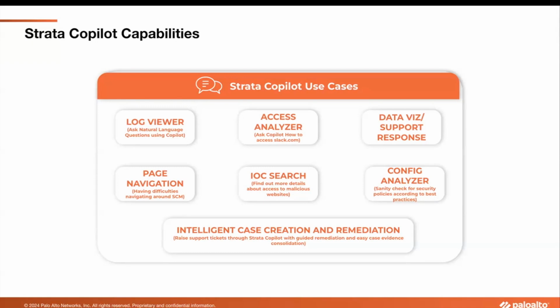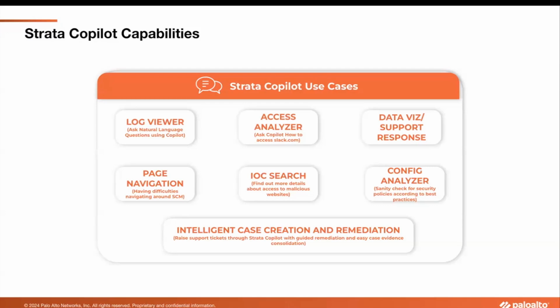Similarly, we have something called Access Analyzer. So here, let's say you are struggling to access a particular website, a particular URL. It will help you analyze the access information to a particular URL, particular FQDN, and it will lead you to the Access Analyzer page, giving you more details on it. So you can utilize it when you want to understand how a user is accessing a specific site, a specific FQDN, and a specific IP address. You can basically use the Access Analyzer integrated with natural language questions through Copilot and get your questions answered.